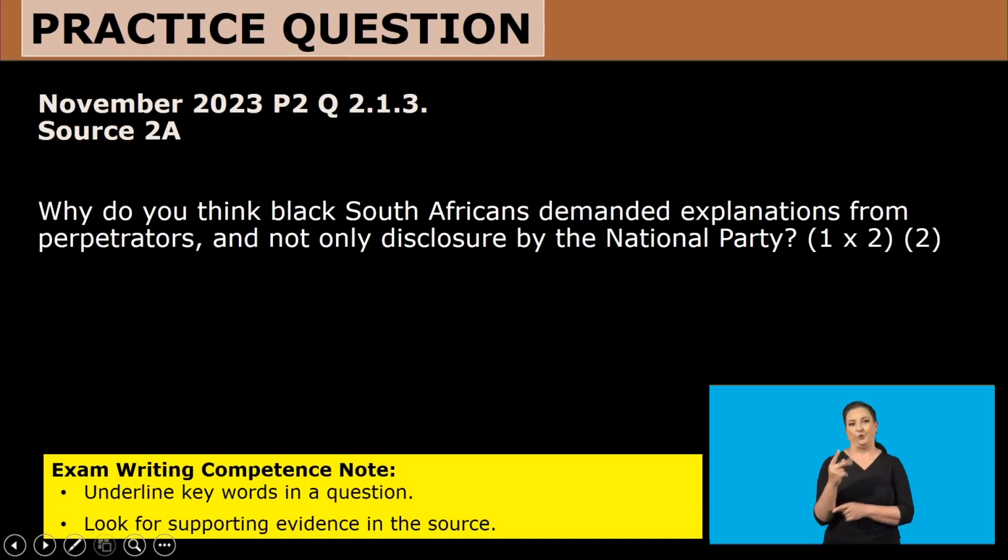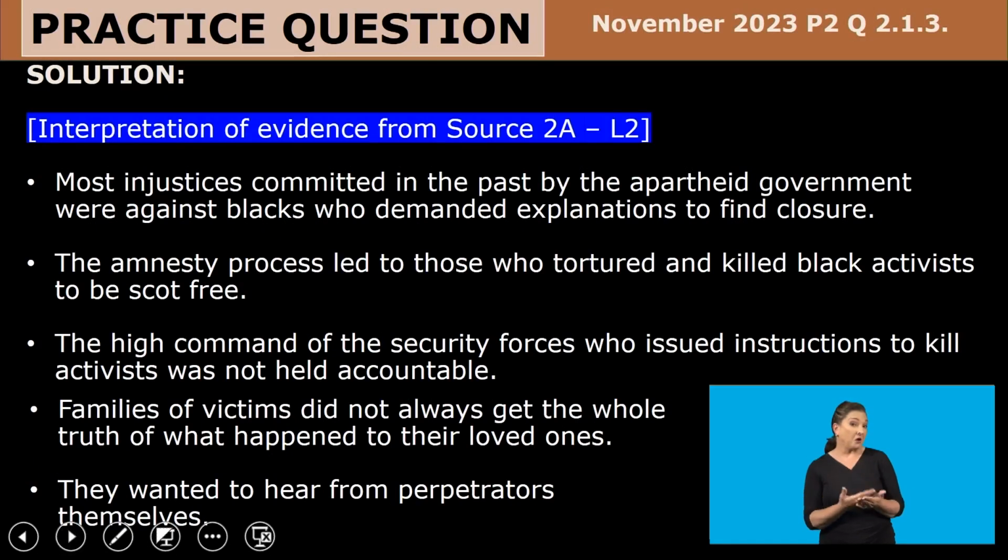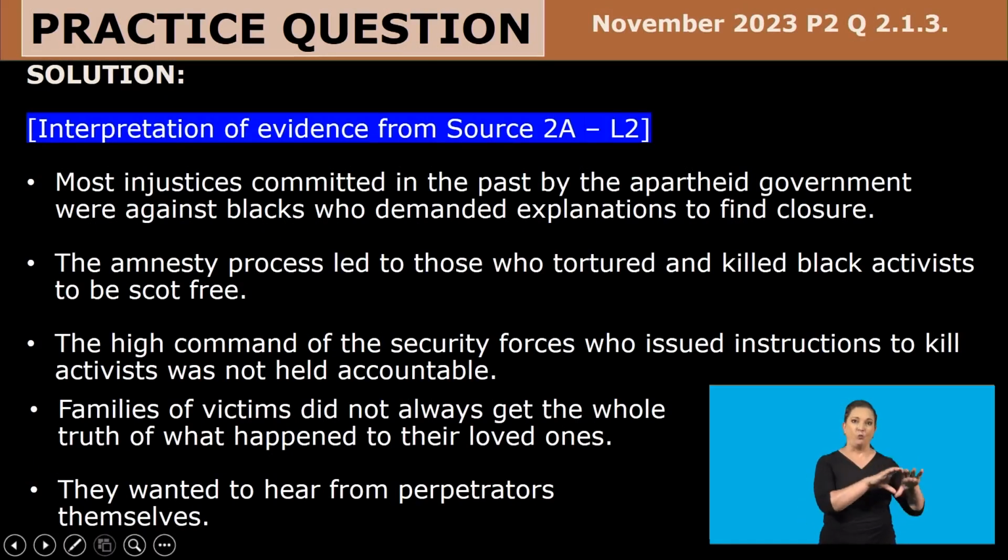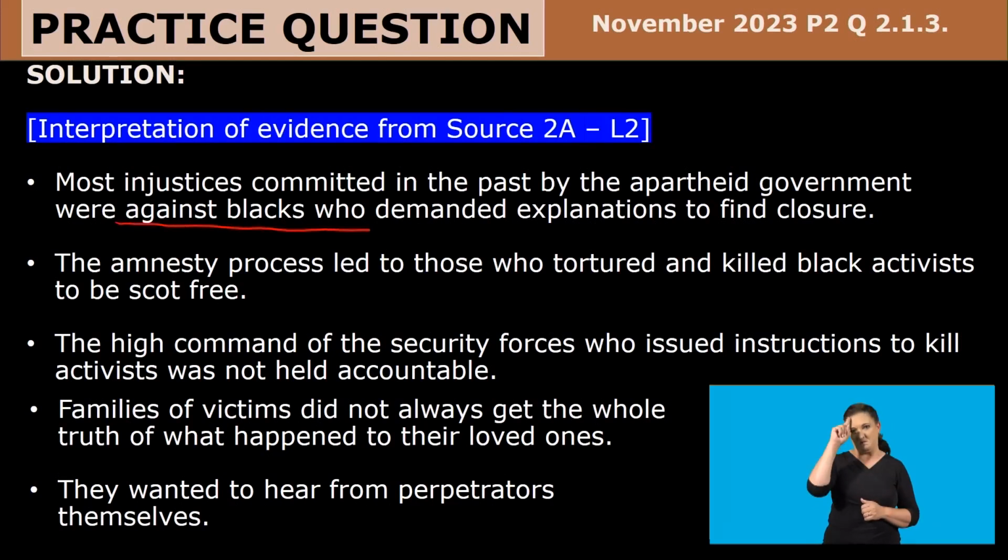Okay, now let's look at the possible responses that you can give there. This is interpreting evidence from the source. Very important: most injustices committed in the past by the apartheid government were against Black people. So it's very, very important to note that. That is why Black people would feel that way, who demanded explanations to find closure.